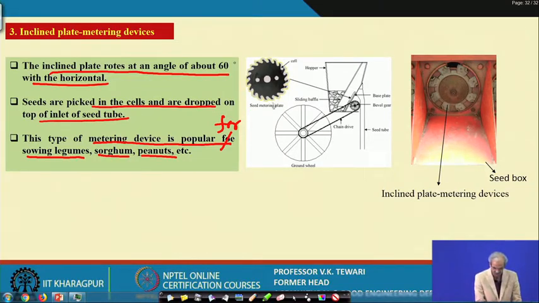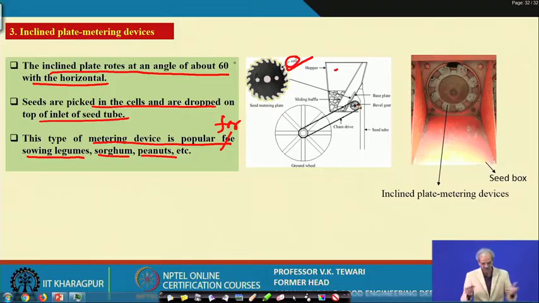This is the seed metering plate, where the cells are. This is the hopper here, and from the ground wheel we have a bevel gear arrangement, because there will be a change in the direction of rotation of the metering shaft as compared to the direction of rotation you get from the ground wheel.